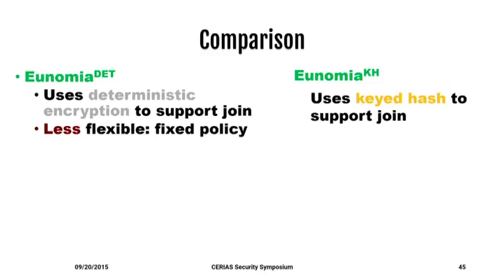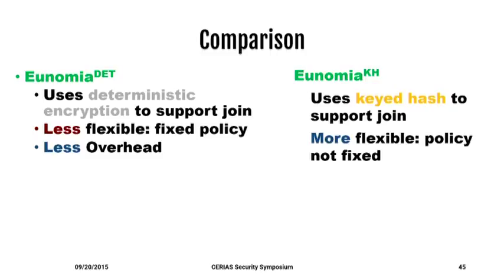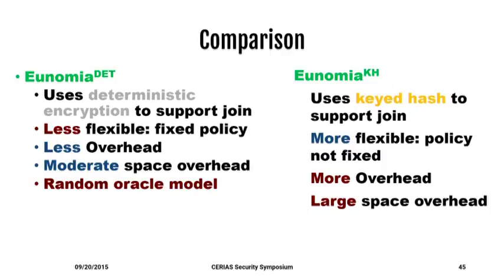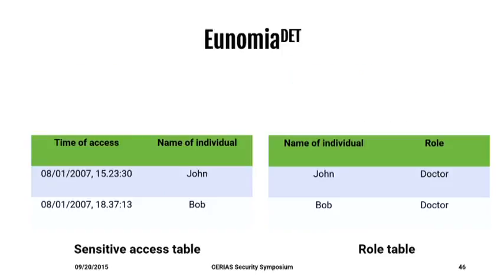Eunomia Det is less flexible. Once you encrypt the log for a specific policy, then you can't change the policy anymore, okay? Eunomia KH is more flexible. Its policy is not fixed. You can change it, okay? The deterministic one has less overhead. The keyed hash has more overhead, okay? Space overhead wise, Det is moderate. Eunomia KH has large space overhead. And for Eunomia Det, the security is proved in the random oracle model, whereas KH is proved in the standard model.